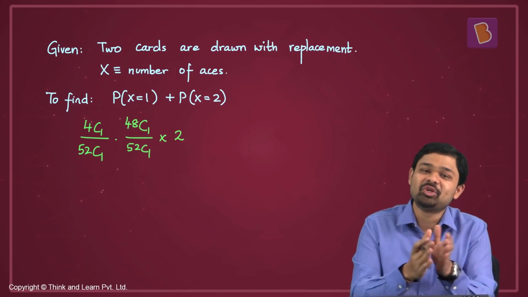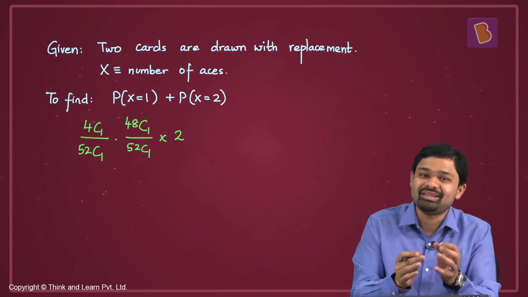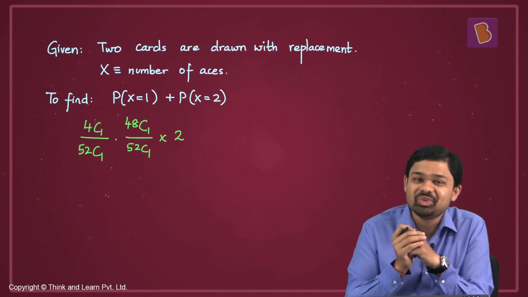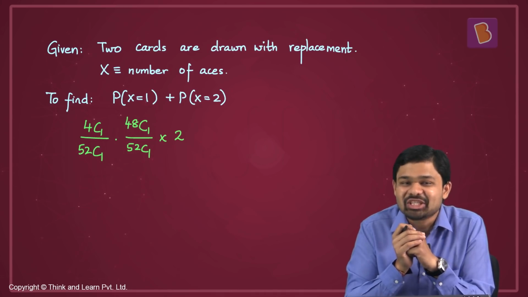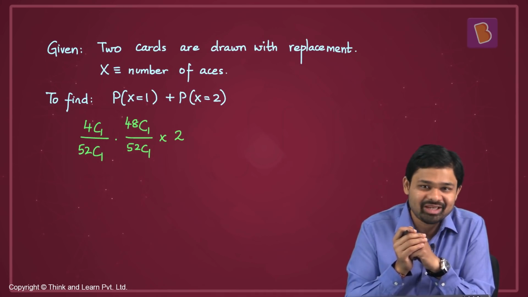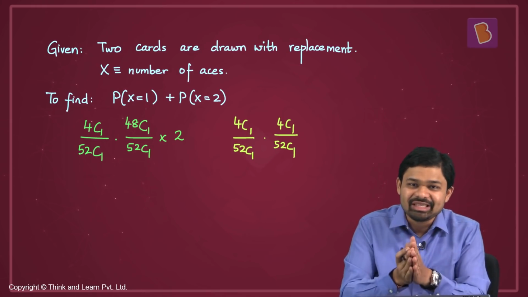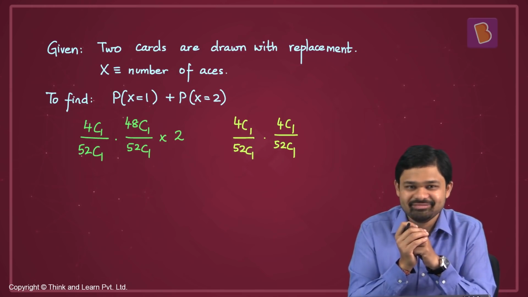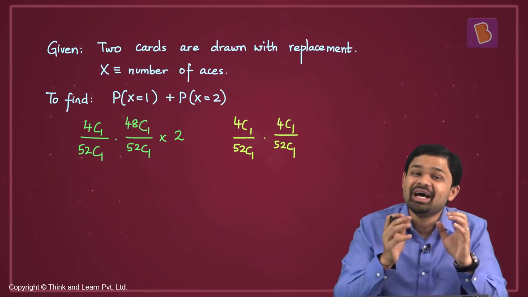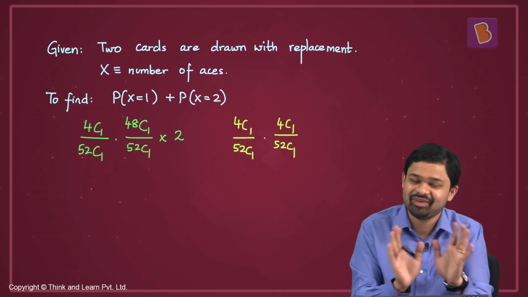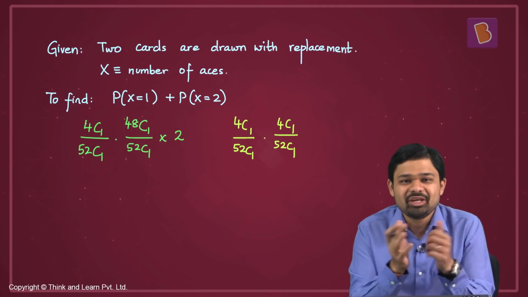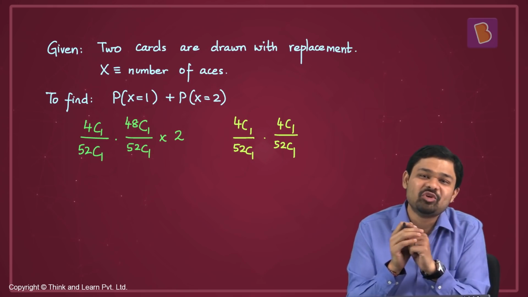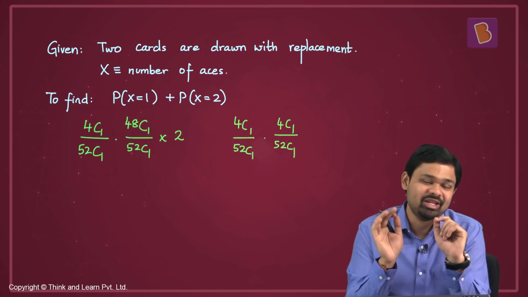To get x is equal to 2, well, actually this is simpler than the first calculation, but this is where students will go wrong. People have the tendency to write 4c2 divided by 52c2. That is wrong, because here we are doing replacement. So the probability that x is equal to 2 is 4c1 by 52c1 into 4c1 by 52c1. That's the correct answer, because this is a question with replacement. That was the only trick in this question, a very simple question, but a lot of students will go wrong because they would have written that the probability of x is equal to 2 is 4c2 in the numerator and 52c2 in the denominator. That would have been a blunder.